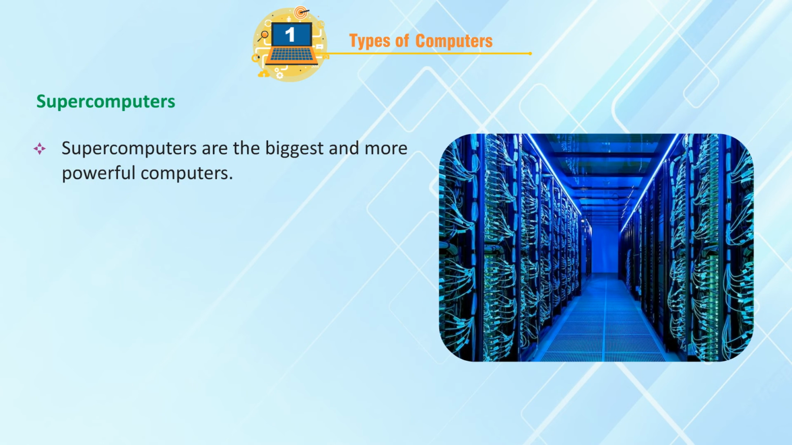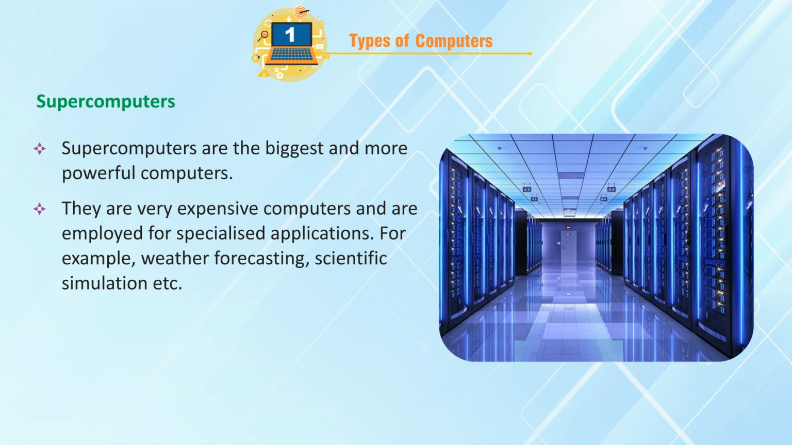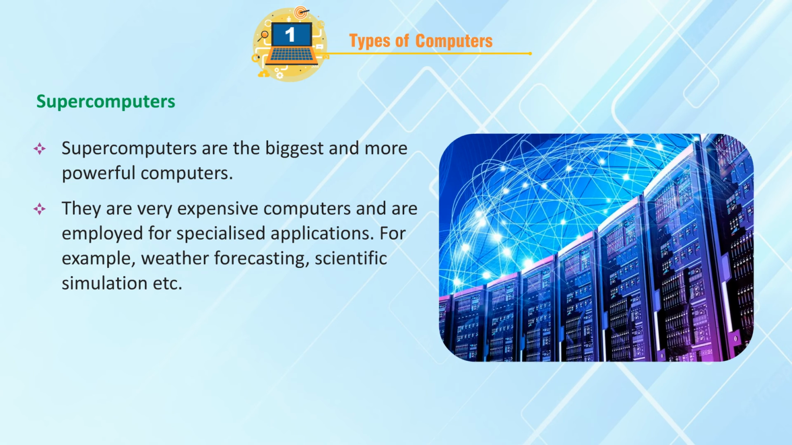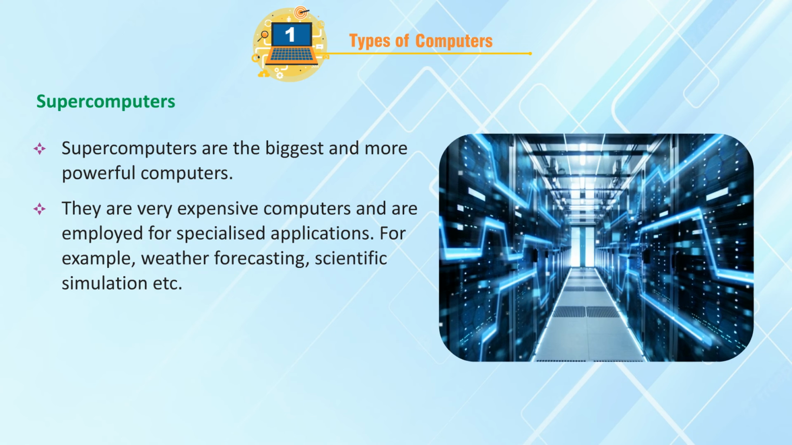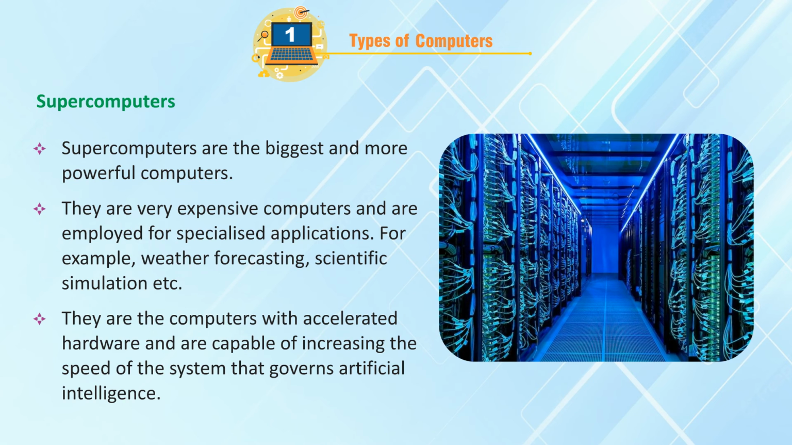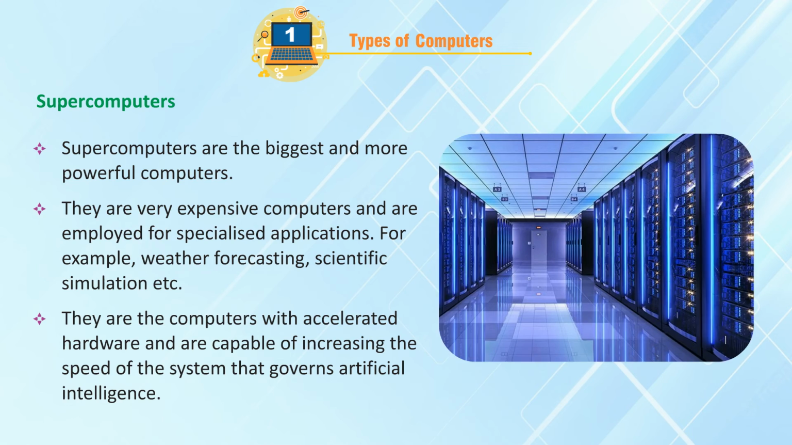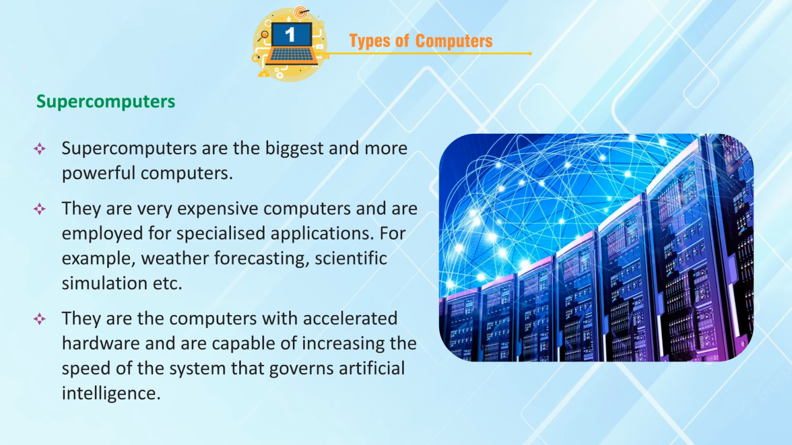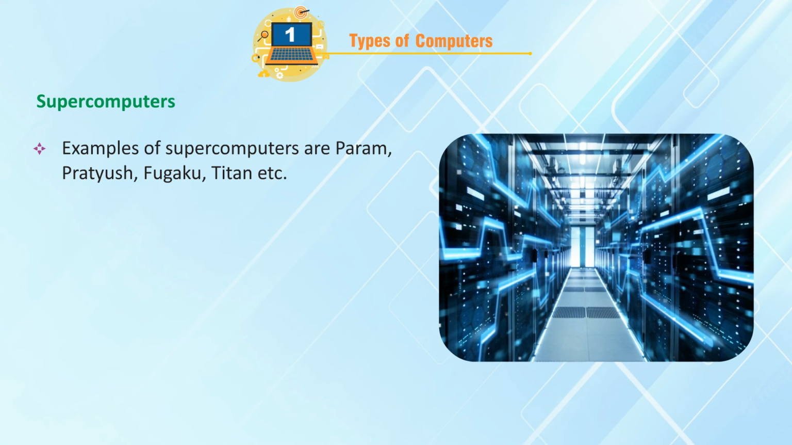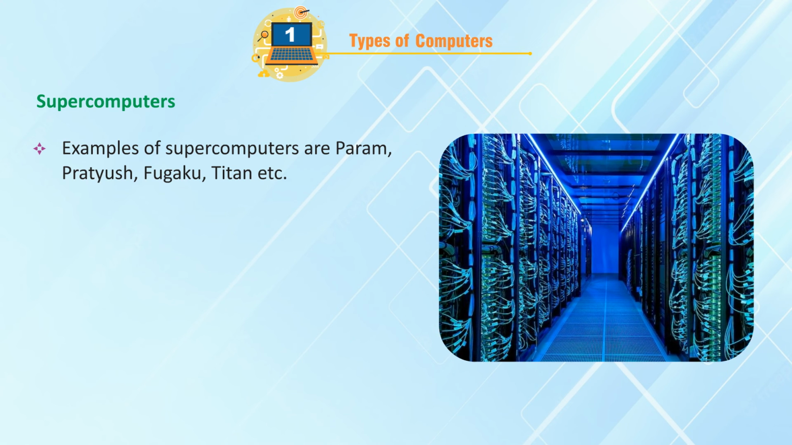Supercomputers. Supercomputers are the biggest and more powerful computers. They are very expensive computers and are employed for specialized applications. For example, weather forecasting, scientific simulation, etc. They are the computers with accelerated hardware and are capable of increasing the speed of the system that governs artificial intelligence. Examples of supercomputers are Param, Pratyush, Fugaku, Titan, etc.